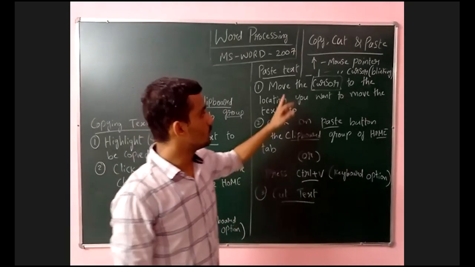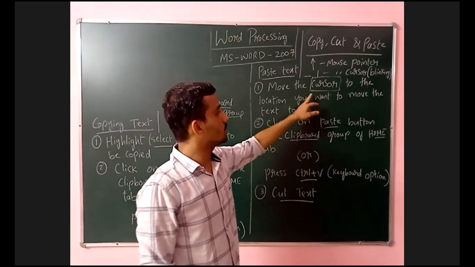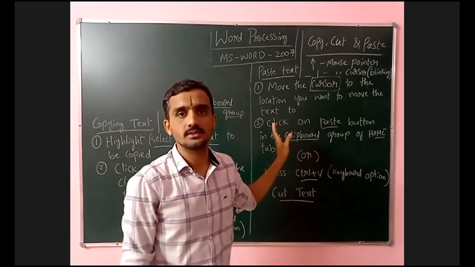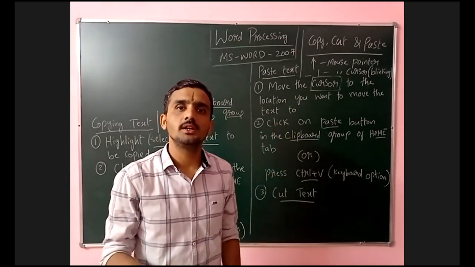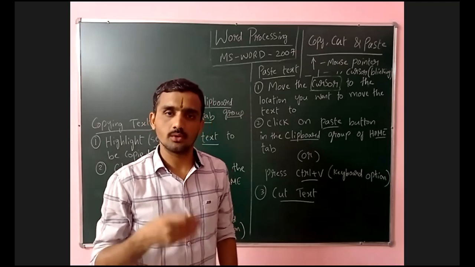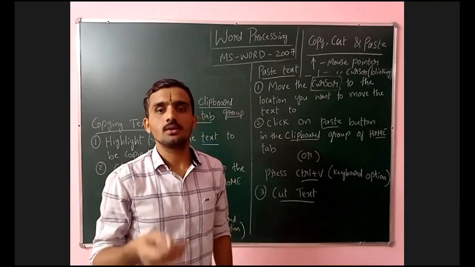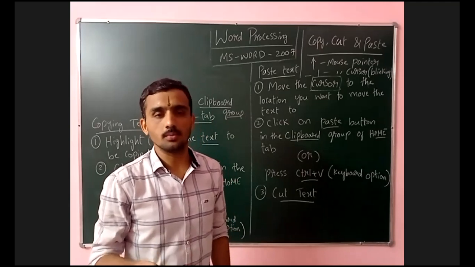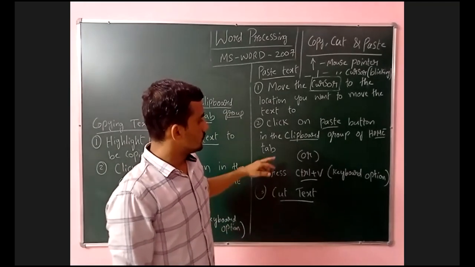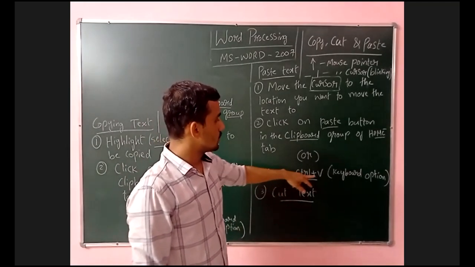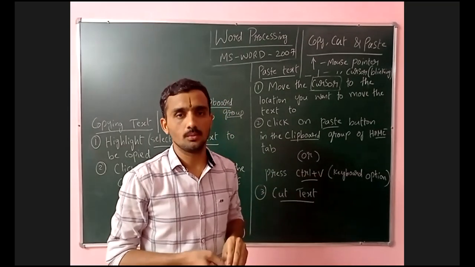So we have to move the cursor. Here we should not say move the mouse pointer, because once we start typing, it is referred to as the cursor. Whether you type anything, Word, Excel, or any C++ programs or any programs. With the help of the keyboard, we can do Ctrl plus V. So this is the option.